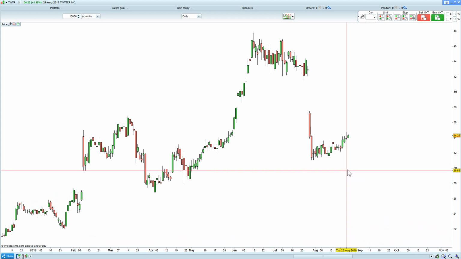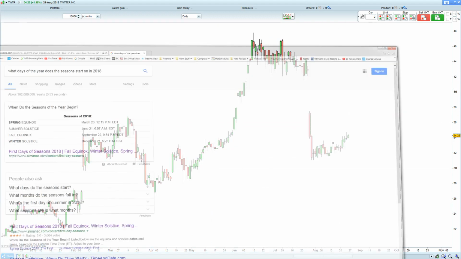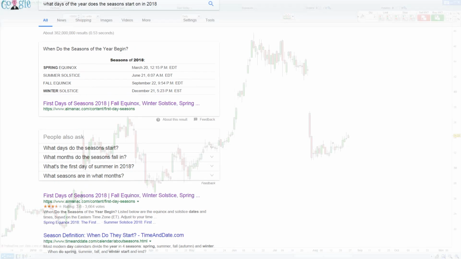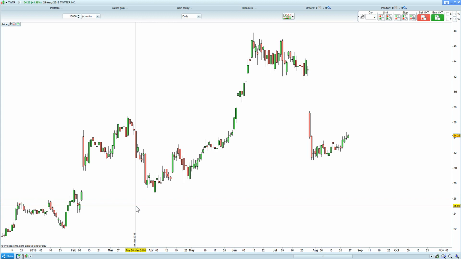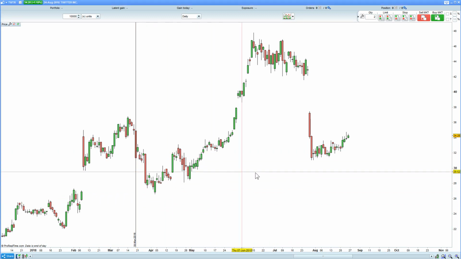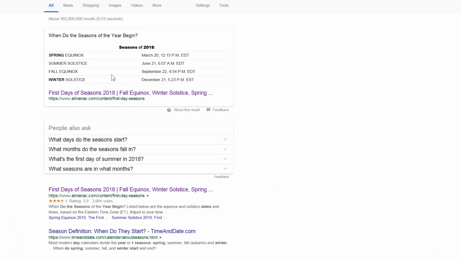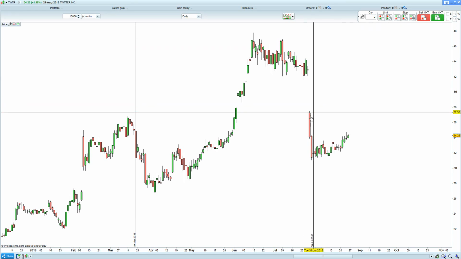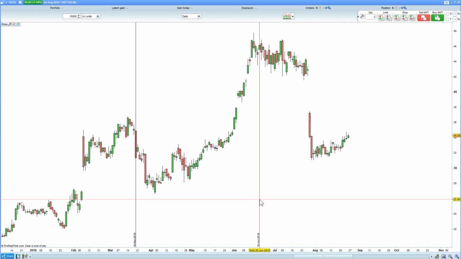It's actually really easy. The first thing we need to do is mark the first day of spring, which was, let's see, spring equinox was March 20th, a little after noon. So that is right here, March 20th, that big candle, first day of spring. Now, first day of summer, summer solstice was June 21st at a little after 6 a.m. So that's before the markets opened on June 21st. So we're going to call June 20th the last trading day of spring. So June 20th right there.